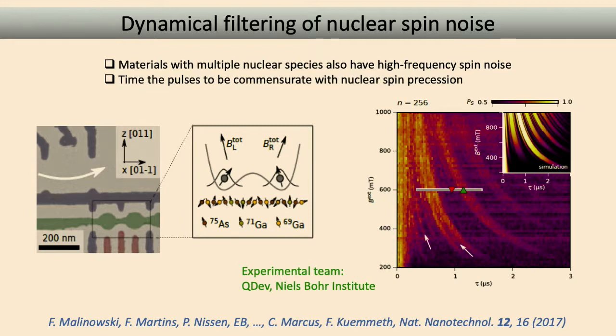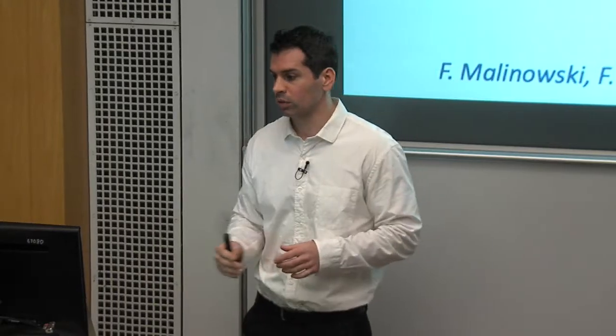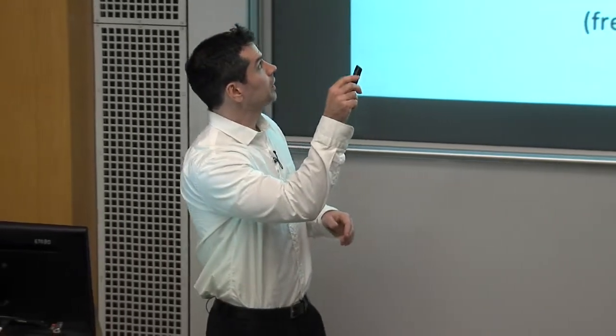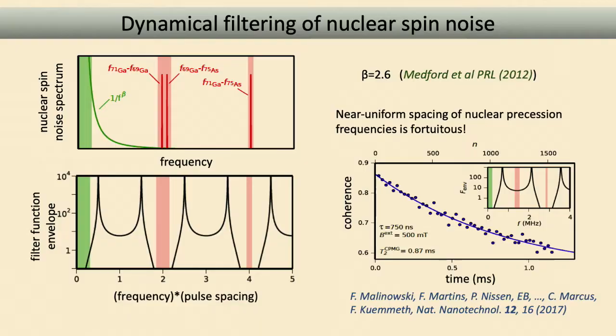And so what we're seeing is that if you just tune your driving appropriately, you can basically cancel out this high frequency noise. So a way to think about it is your noise spectrum looks something like this. There's this slow noise, which behaves roughly like 1 over f down here, which will be more or less taken care of for any spacing of the pulses. But you also have this high frequency component coming from the precession of the nuclear spins. And if you choose your pulse sequence so that the dips in the filter function line up with these spikes in the power spectrum, then you can totally remove the effect of this precession.